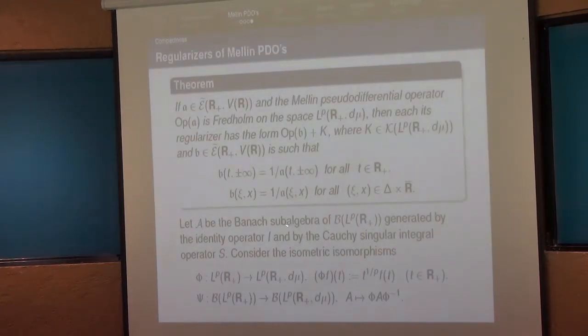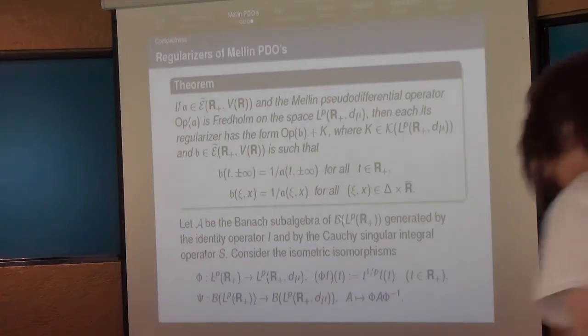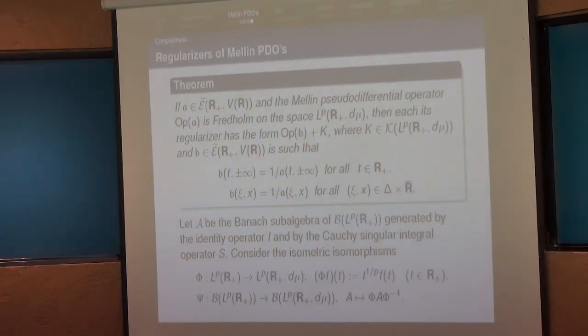Now let A be the Banach algebra of all bounded linear operators in such a space, generated by the identity operator I and by the Cauchy singular integral operator S. Consider such an isometric isomorphism. So phi is the isometry, where we replace the function f of t by this power, and consider such a similarity transform with respect to phi. These things give us the possibility to relate the Cauchy singular integral operator with the Mellin pseudo-differential operator.